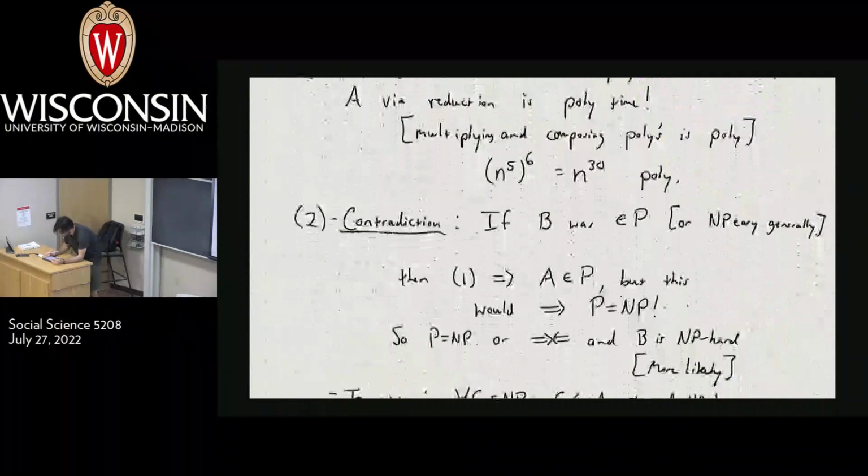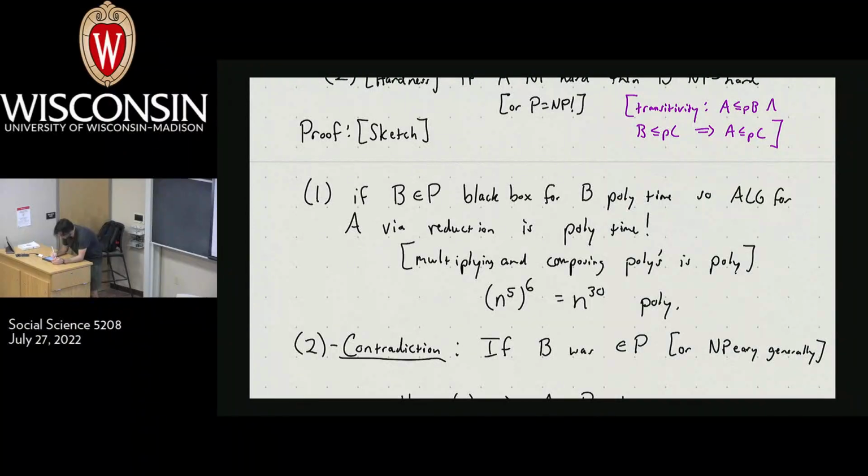So here, if the black box took n to the 5th time, and we used it 6 times in some crazy for loop, well, overall, it's going to be n to the 30, which is very large, but it's still a polynomial. So if B is fast, and we can use a black box for B to solve A, then that algorithm is also fast. Okay, so any questions on this?